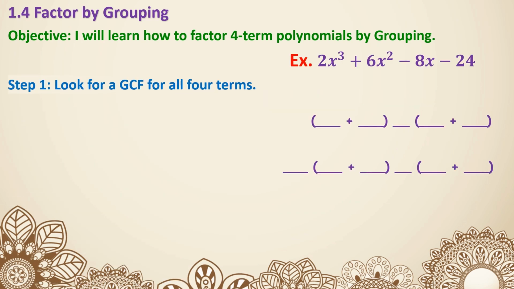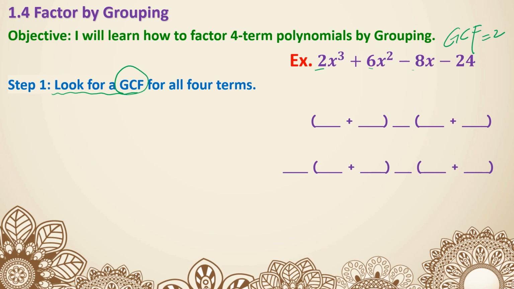First step, you are going to look for a GCF. This is a very important step. You'll always do this no matter what kind of factoring question you have. You'll always look for the GCF first. In this case, we do have a GCF. Even though they don't all have a variable x, because the last term doesn't have any variable attached to it, look at the coefficients. We have a 2, a 6, a negative 8, and a negative 24. They're all even numbers, so the GCF in this case is a 2.